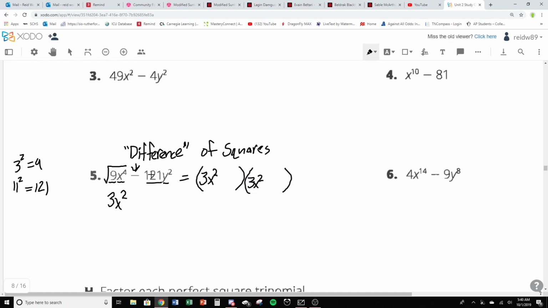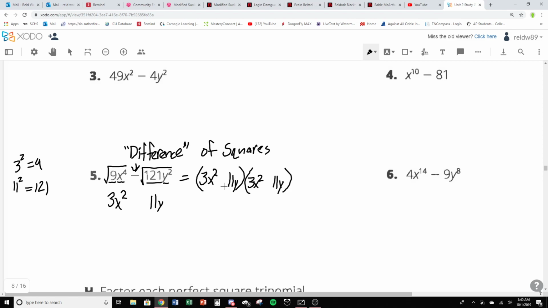Now I've got to do just the same thing over here. The square root of 121, we already said that 11 squared is 121, so 11. And then take the square root of the y squared. Same principle, you're just dividing that power in half, so it becomes a y. And that goes for my second term.